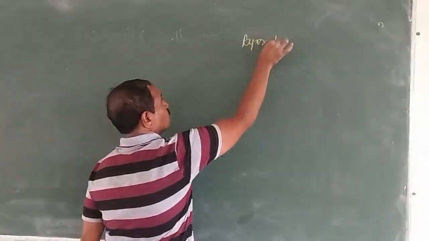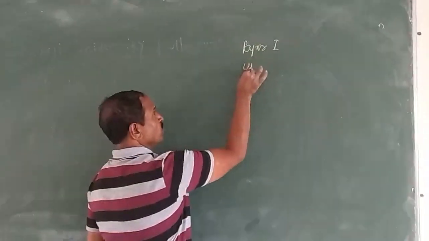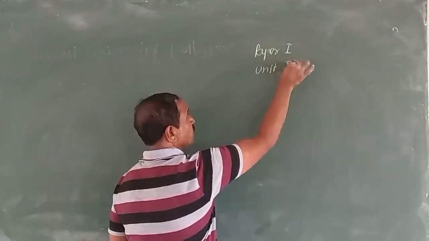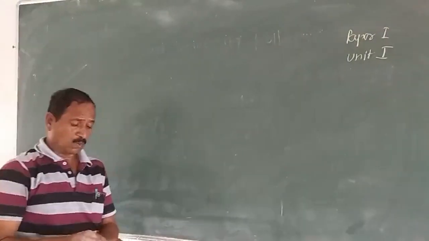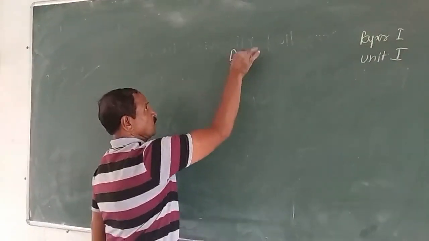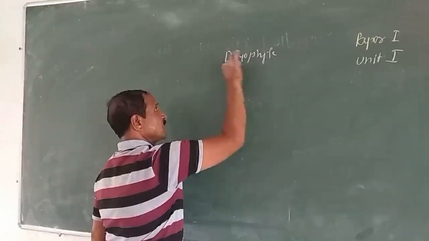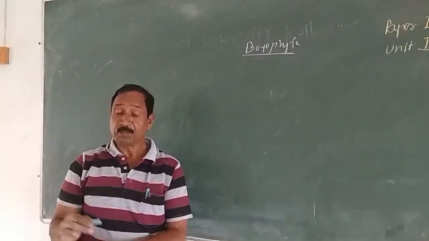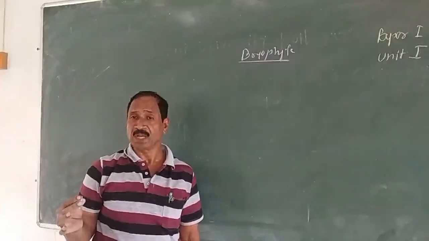Paper first and unit number first, that is from bryophytes. Bryophytes. In bryophytes, the bryophytes are coming under the cryptogams. In cryptogams, algae, fungi, and bryophyte.